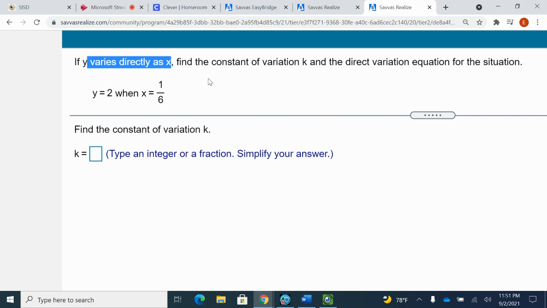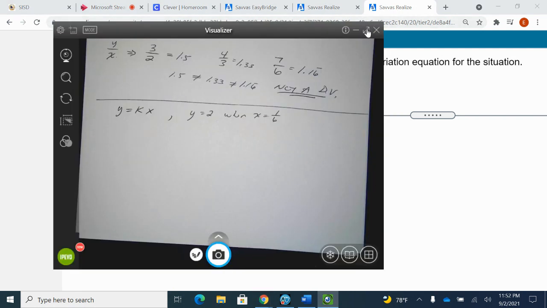So we have to start thinking of the equation we're going to be using, which is y equals kx. And they gave me something really important. They gave me an x and a y coordinate. So I'm going to first begin by writing my equation of a general direct variation. And I'm also going to write down the important information they gave me, which is y equals 2, when x equals 1/6. All right, so that is very important.